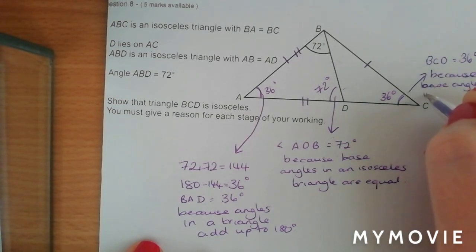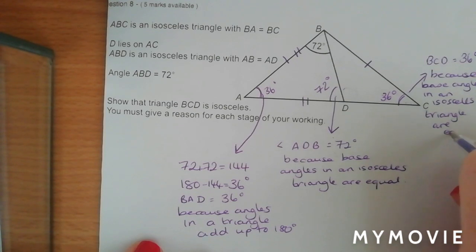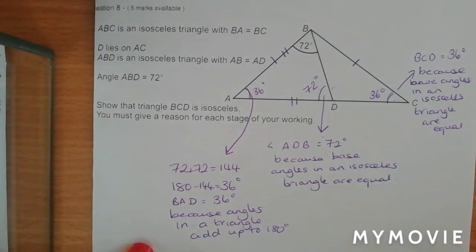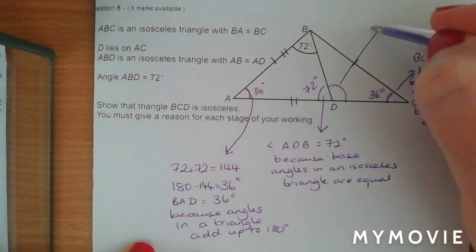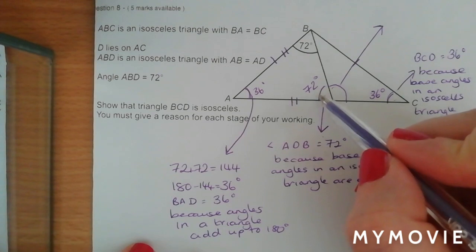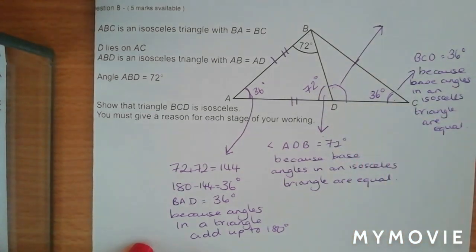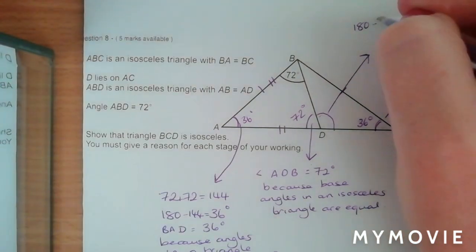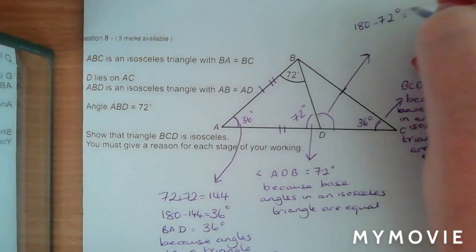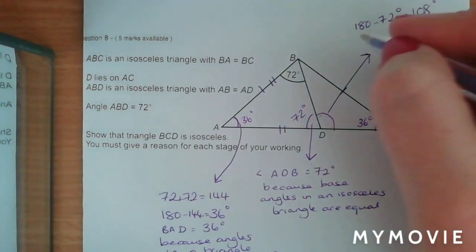because base angles in an isosceles triangle are equal. Now I know some of you will be saying, well, this one is really easy to find as well, which you would be correct. It is really easy to find because these two things would be on a straight line. So we would do 180 take away 72, which is 108 degrees.